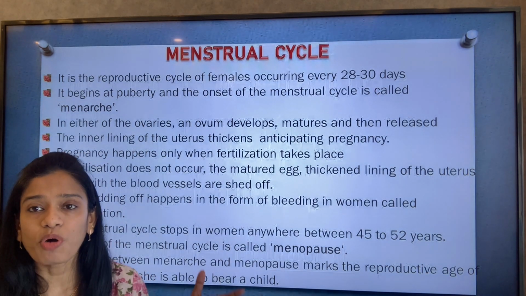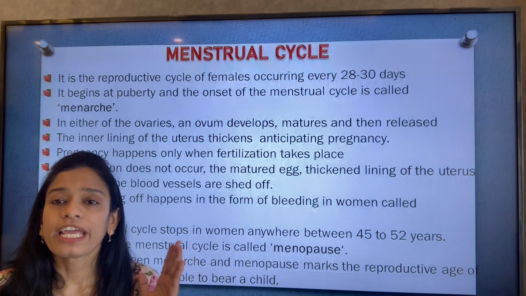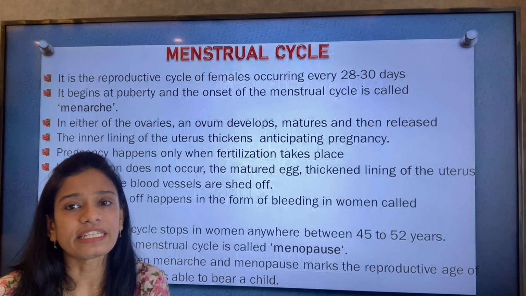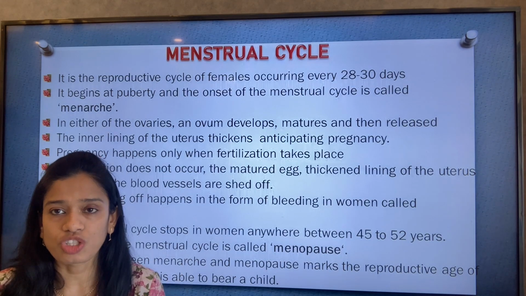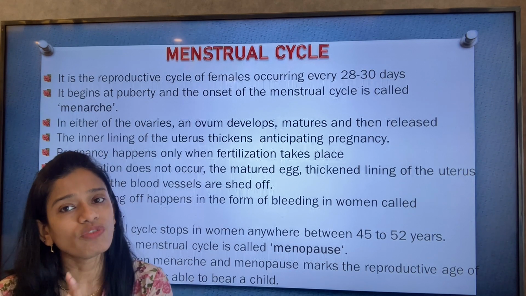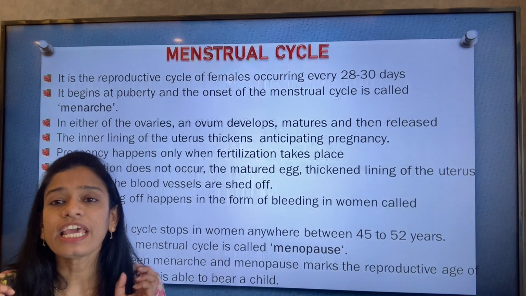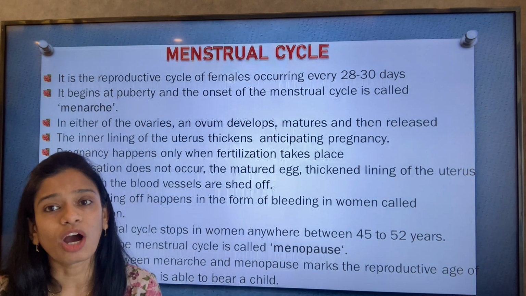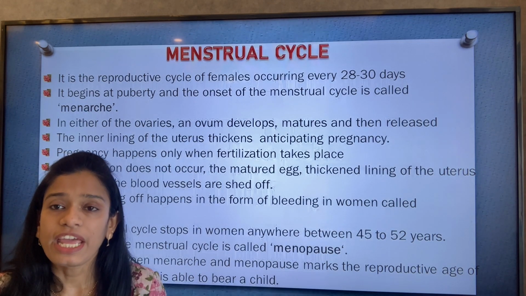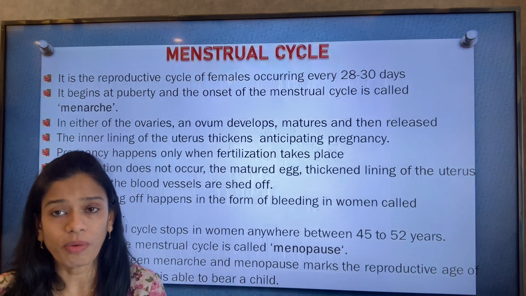This is a very important part where the female body prepares itself for receiving a fertilized egg and for producing a baby. If that happens, she gives birth to a baby. If it does not, all the preparations made by the uterus, the matured egg and the inner lining of the uterus with its blood vessels, rupture and are ejected in the form of blood. That flowing of blood every 28 to 30 days is known as the menstrual cycle or menstruation.